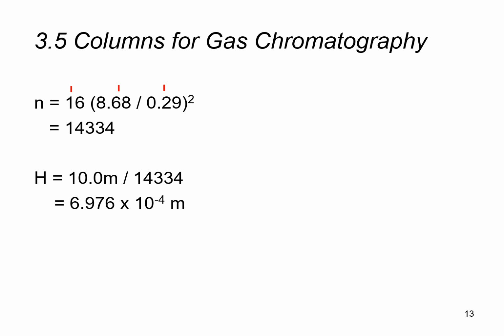So it comes up to 14,334 theoretical plates. And then for the second part, we are told that the length of the column is 10 meters. So if we take the length divided by n, we should get the theoretical plate height, which is 6.976 × 10^-4 meters.